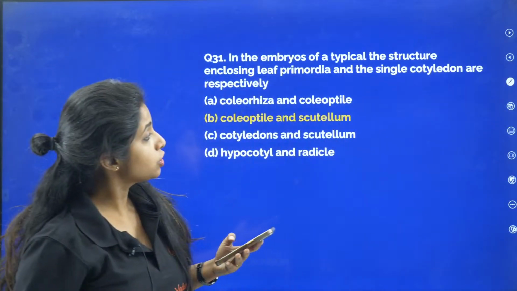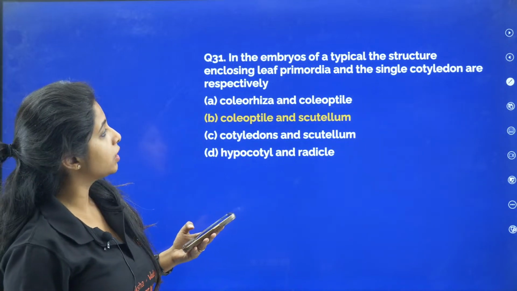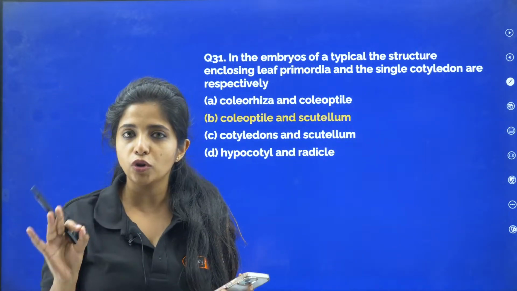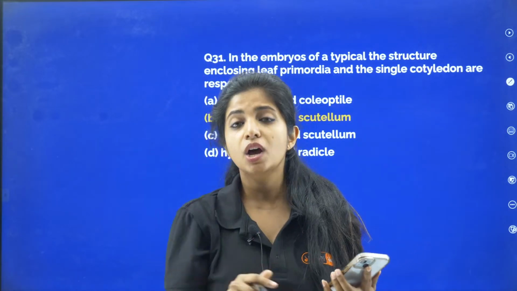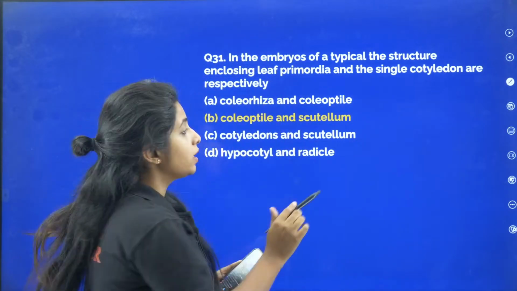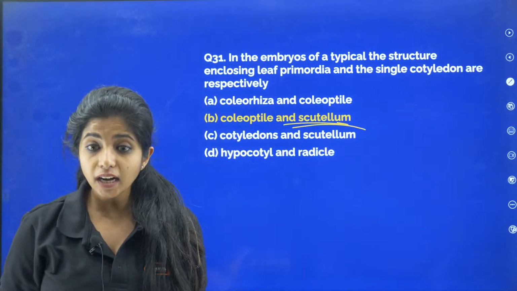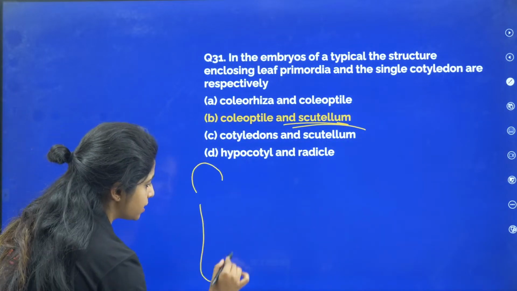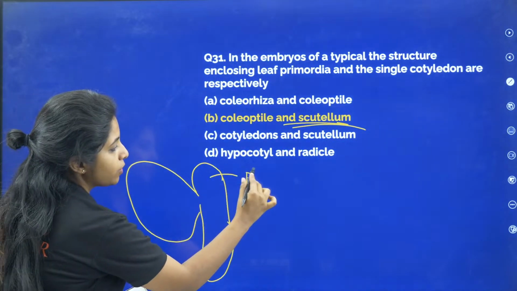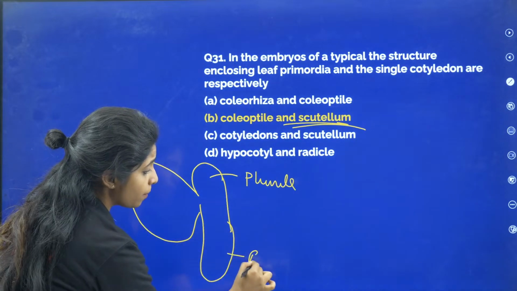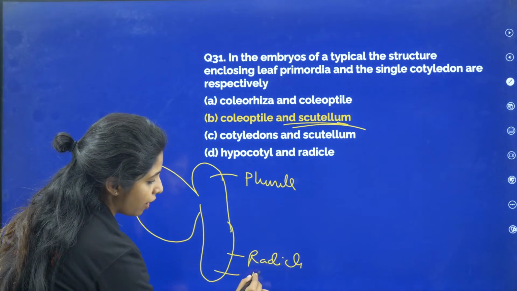Now in the embryo of a typical structure enclosing leaf primordia, single cotyledon, you're talking about monocotyledons. Monocotyledons, name suggests mono, that means only one cotyledon is there. What do you call this cotyledon? You call this cotyledon as scutellum. Basically, if you talk about the structure, it looks like this. This is the embryonal axis. From here you get the cotyledon. This is going to form the plumule. This is going to form the radicle. Below the radicle you have root cap.